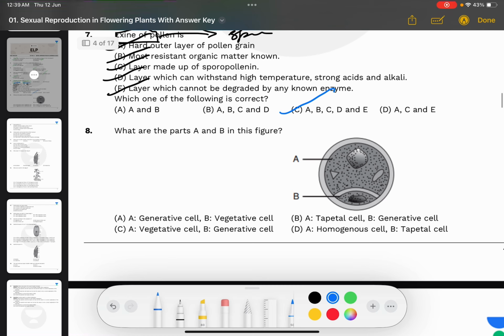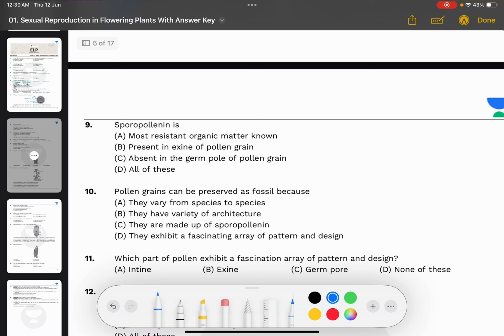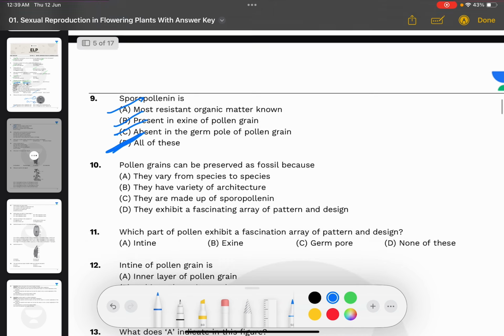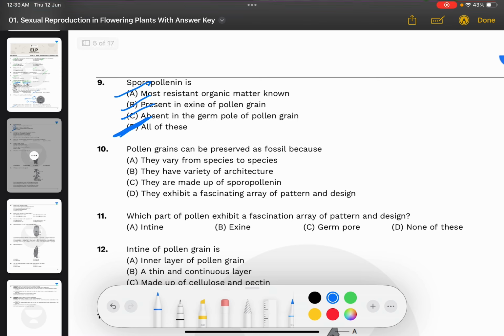What are the parts A and B? Here you can see A is the vegetative cell, B is the generative cell. Now, sporopollenin is the most resistant organic matter known, present in the exine and absent in the germ pore of the pollen grain. All of these are correct. Pollen grain can be preserved as a fossil because of the sporopollenin.